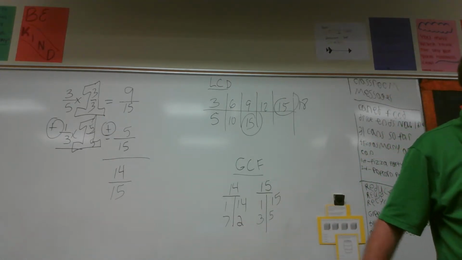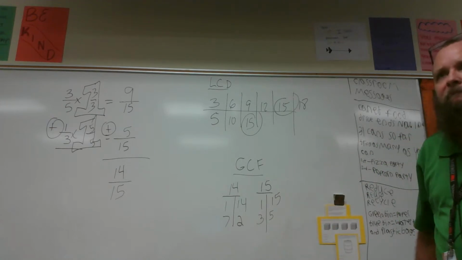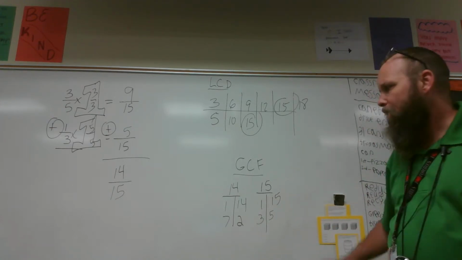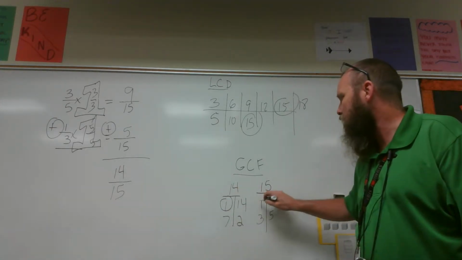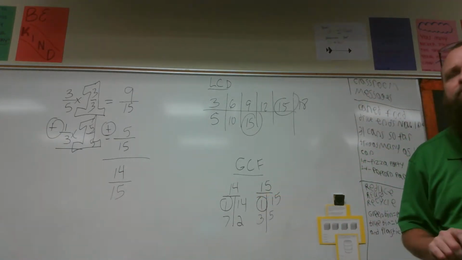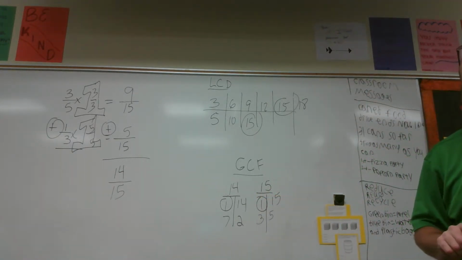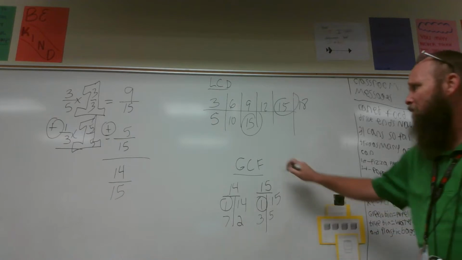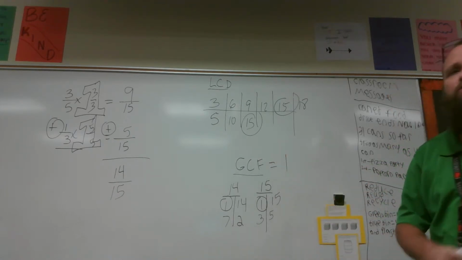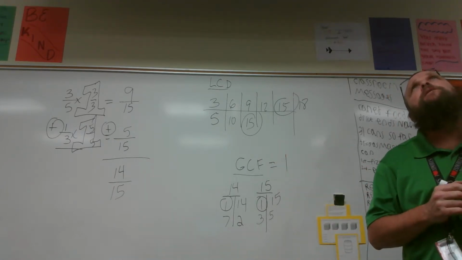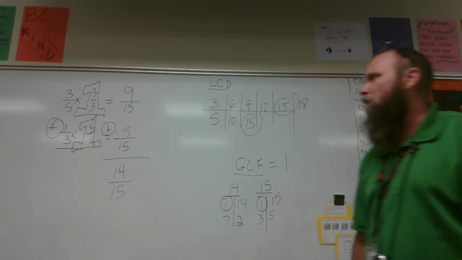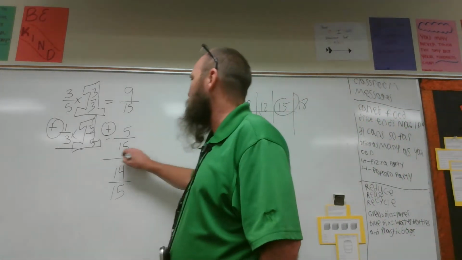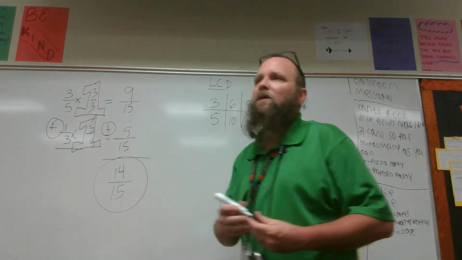What do they have in common, Kayla? 1. They have a 1 in common. What else? Nothing else in common. Good. So our greatest common factor is 1. If our greatest common factor is 1, this fraction is in simplest form. That would be my answer.